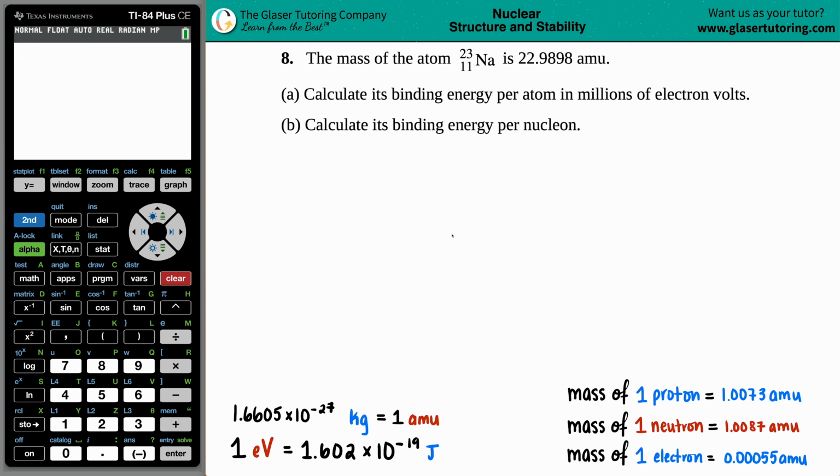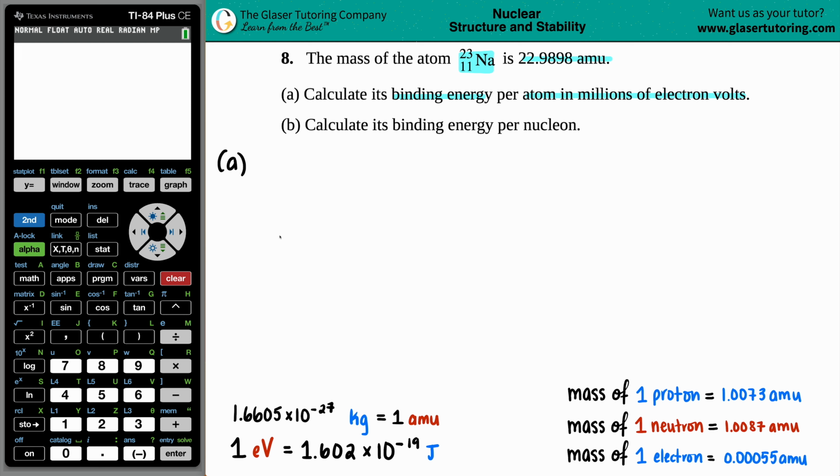Number 8. The mass of an atom of sodium-23 (²³₁₁Na) is 22.9898 AMU. Letter A. Calculate its binding energy per atom in millions of electron volts. All right, let's get this started. Letter A, we need to find that binding energy per atom, and they want it expressed in millions of electron volts.